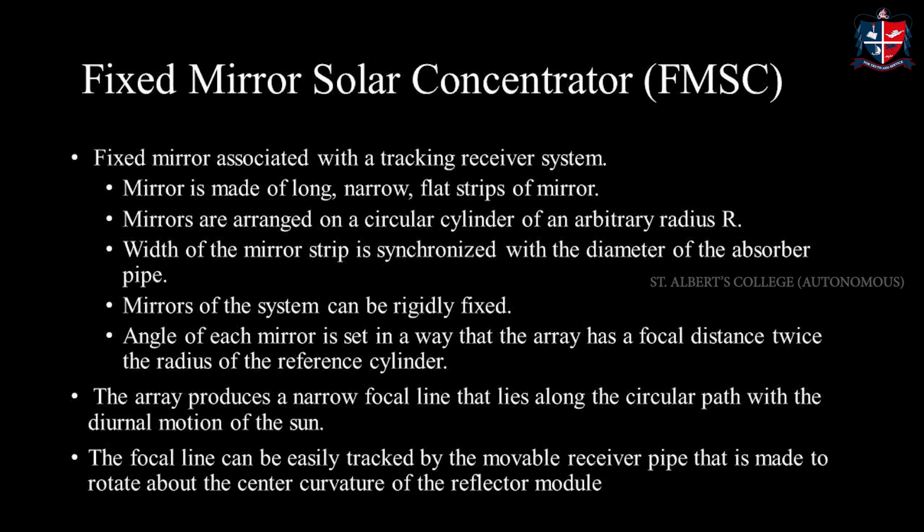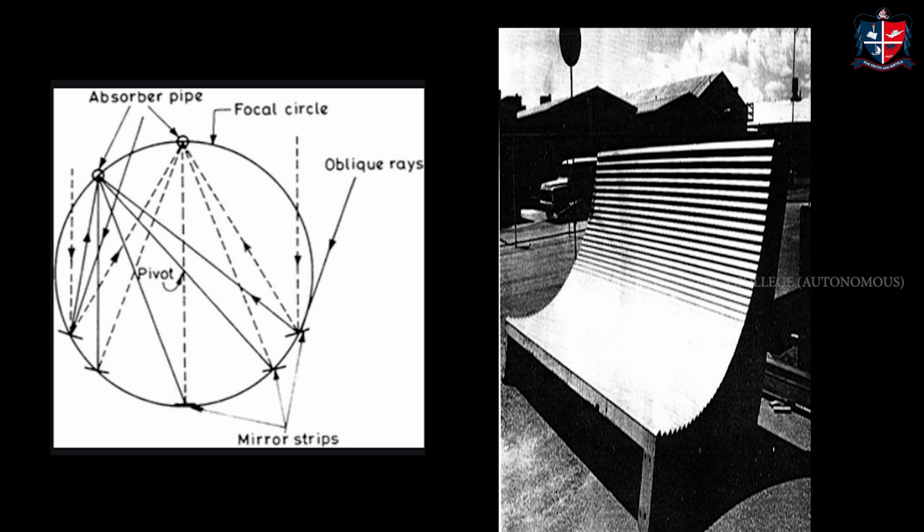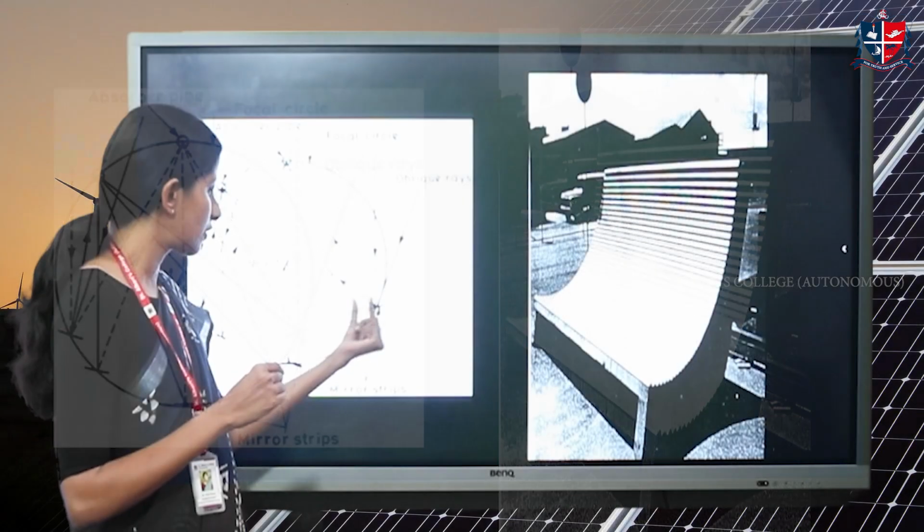So we will go to the first type, which is the fixed mirror, which can be easily explained with the help of this diagram. As you can see, there are certain mirror strips, fixed mirrors. These are all small mirror strips which are placed in a focal circle. These mirrors are placed in such a way that the radiation falling on it gets reflected to the absorber. These are all tracking the sun, okay, but this doesn't move. This thing doesn't move. That is why the name fixed mirror. These mirror strips are already positioned.